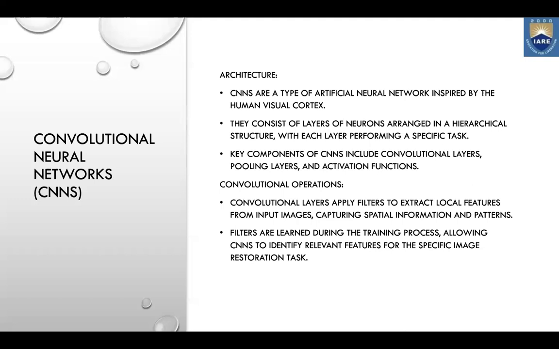Convolutional layers apply filters to extract local features from input images, capturing spatial information and patterns. Filters are learned during the training process, allowing CNNs to identify relevant features for the specific image restoration task.